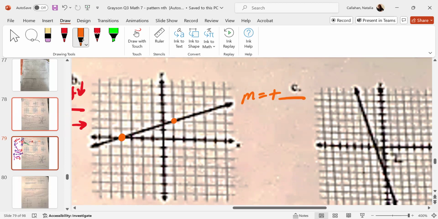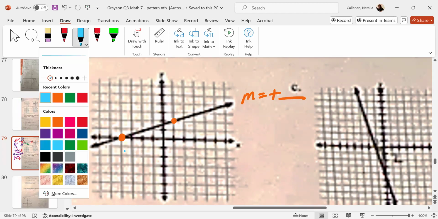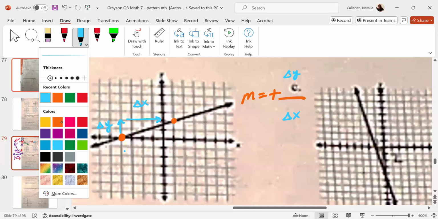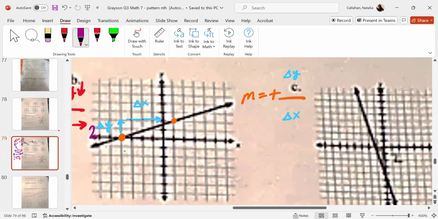So then again, you want to ask yourself, how much are you going up, which is change in y, and how many are you going over, which is change in x? To me, it looks like it's going up how many? Looks like 5, because you're going from this point to this point. There's 5 spaces in between them. So positive. Give it a try.